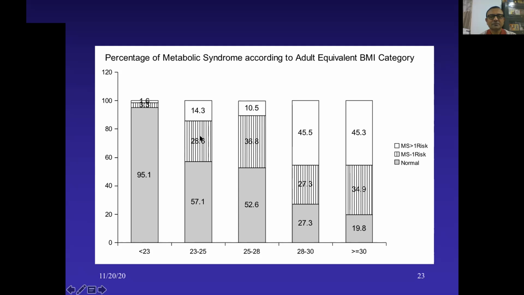And you can very clearly appreciate that when you lower the cutoff from 25 to 23, this particular column, the second column, there is a sudden increase in the metabolic risk factors. Whereas below 23, the metabolic syndrome risk factors are minimal in Indian children. So therefore, this makes logical sense to lower it from 25 to 23. 25 is an okay cutoff for Caucasian children who have a much lower body fat at the same BMI.